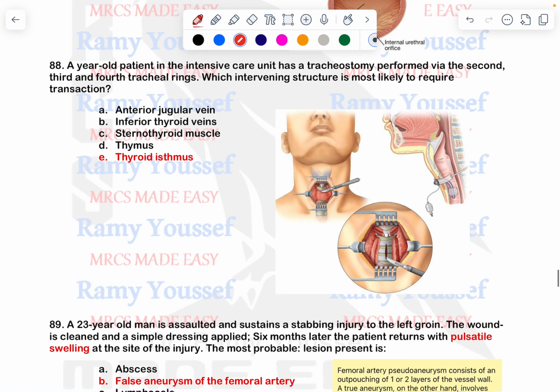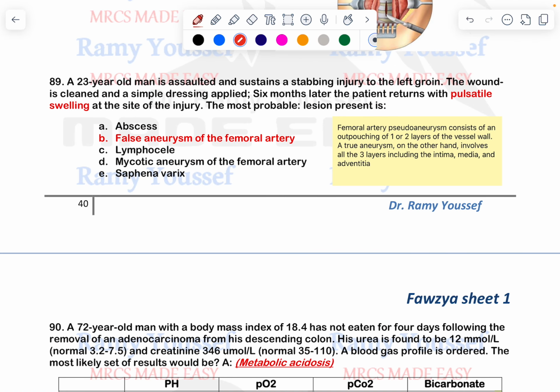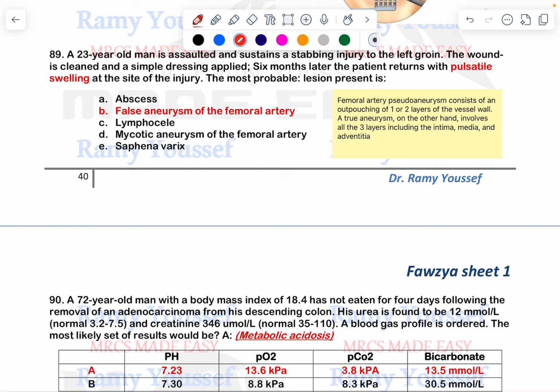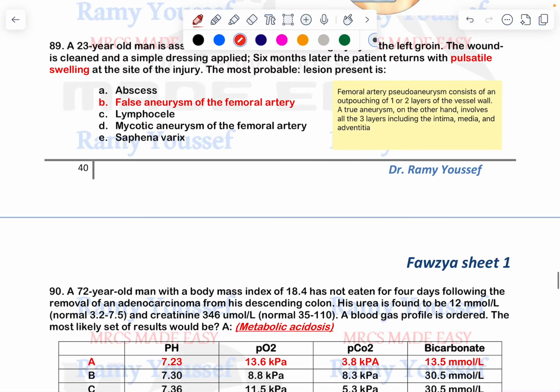A 72-year-old man with body mass index 18.5 has not eaten for 4 days and, following removal of an adenocarcinoma of the distal colon, urea is found to be 12 and a blood gas is ordered. The most likely set of results is of metabolic acidosis. So pH 7.3, bicarbonate is low, PCO2 is low, so acidosis with compensation.